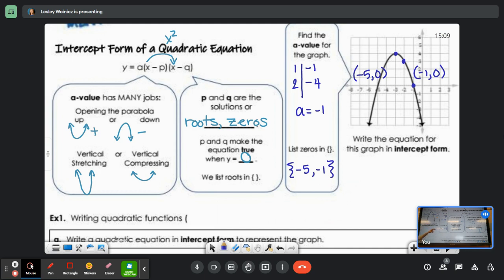Okay. So now we can write our equation in intercept form. We're going to use that one right there. Y equals, what's our a value? -1, open parentheses, x minus a -5. When we do minus a negative, it turns into a positive. And then we do x minus a -1, which also turns into a positive.